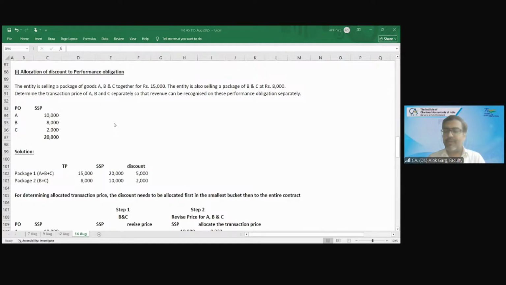Understood? You have to do that. Between B and C, you need to allocate, otherwise how will you do it? And it will be given in the question, sir. Yes, it will be given in the question. If it is not given, one of them will not be given, but maybe the rest will be given.